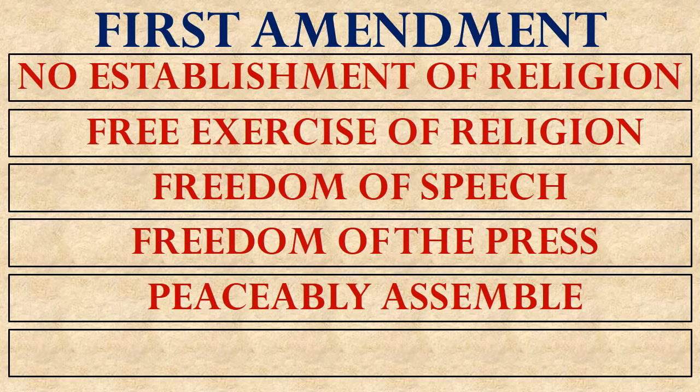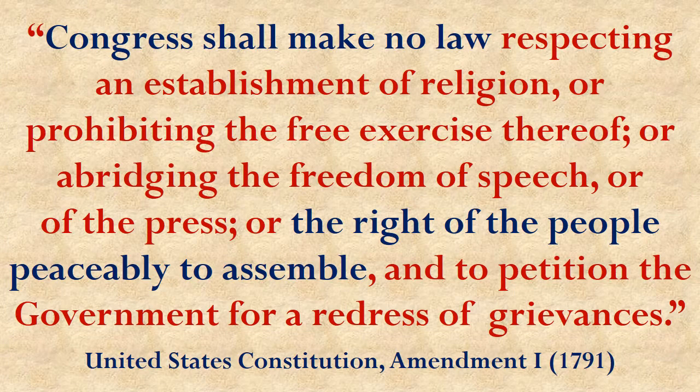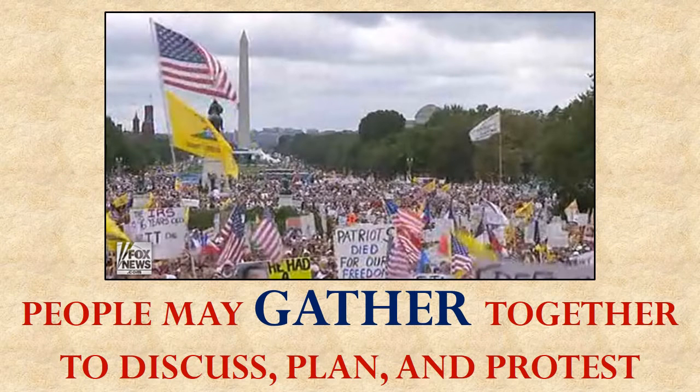The next thing protected in the First Amendment is the right to peaceably assemble. The amendment says, "Congress shall make no law abridging the right of people peaceably to assemble." Okay, what does this mean? It means people can gather together with other like-minded folks to discuss, plan, and even massively protest against what the government of the United States is doing.